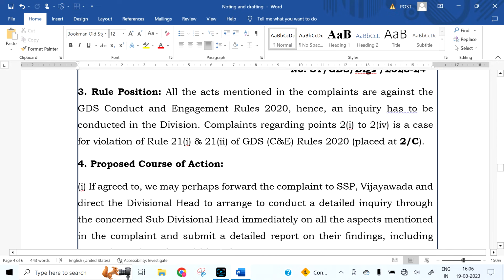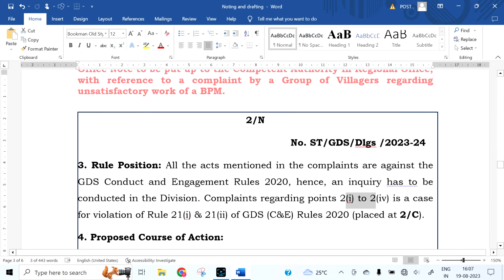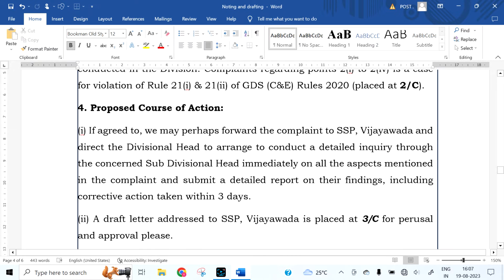So 21 to 24 is a case for violation of Rule 21.1 and 21.2 of GDS Conduct and Engagement Rules 2020. 21.1 means integrity, and 21.2 is lack of devotion to duty. So these two rules are quoted for these 4 points. And for accommodation and residence, this rule is quoted. This ruling position should be placed at 2C. So 1C is the original complaint from the villagers. 2C will be the ruling position. The ruling copy will be placed there so that the officer can see.